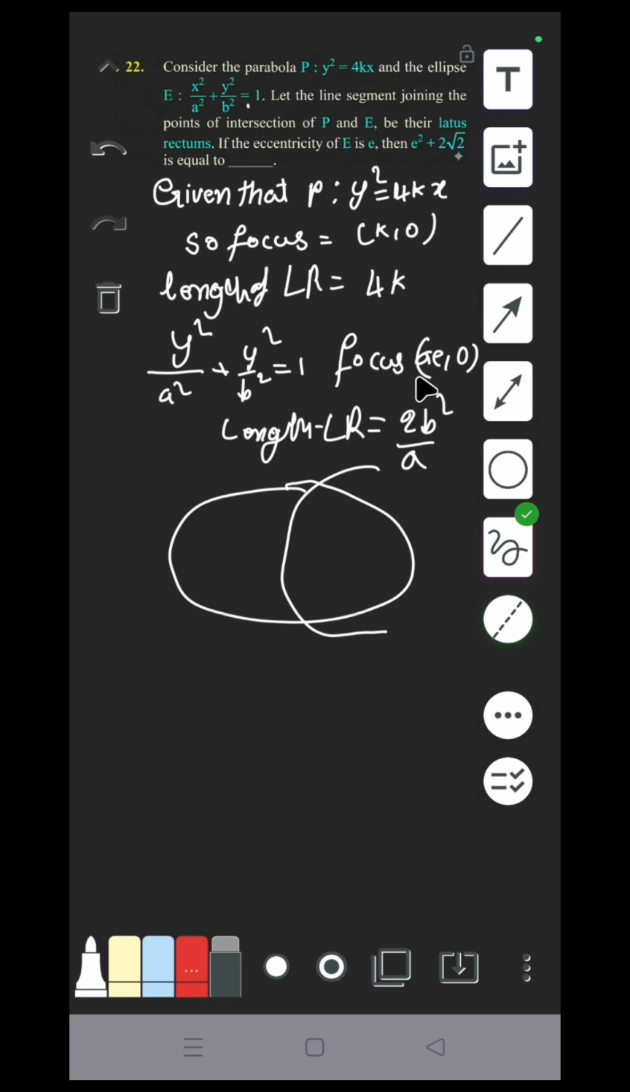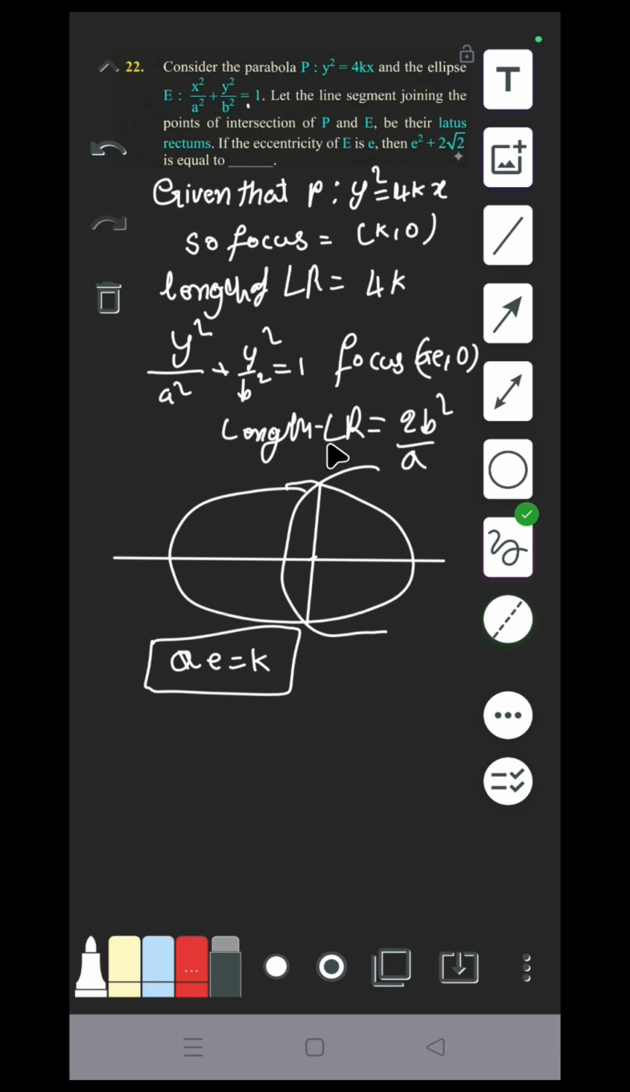So both have a common latus rectum, and it is the axis. So the latus rectum passes through the focus. So it is (ae, 0), (k, 0). So ae is equal to k. One relation.